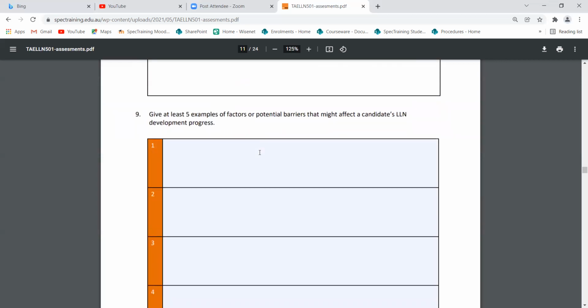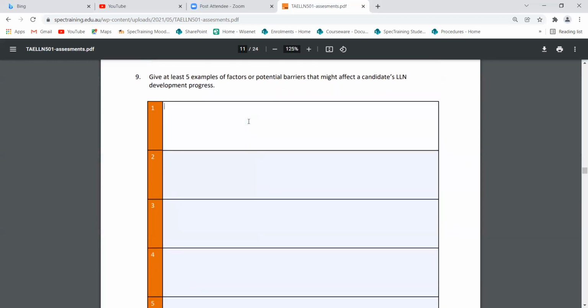Okay. Number 9, give at least 5 examples of factors or potential barriers that might affect a candidate's LN development progress. Okay. So number 1, I'm just going to throw some ideas out there. It could be things like self-esteem. It could be access to mentors and LN specialists. It could be confidence. It could be affordability. It could be the other students in the class, and it could be how safe the person feels speaking up.